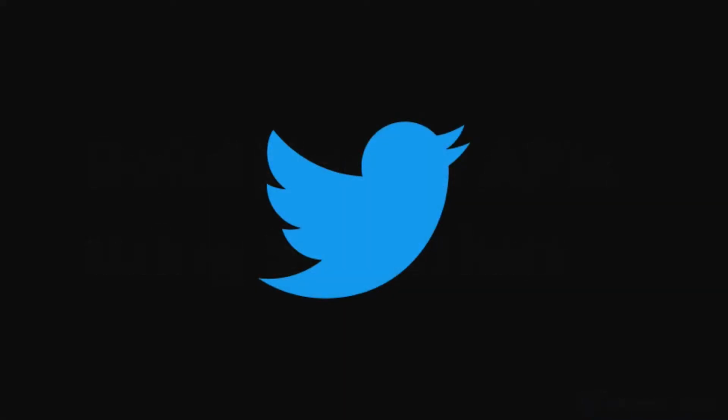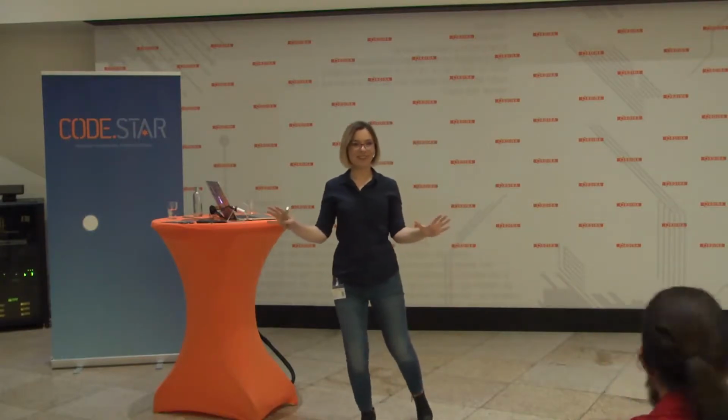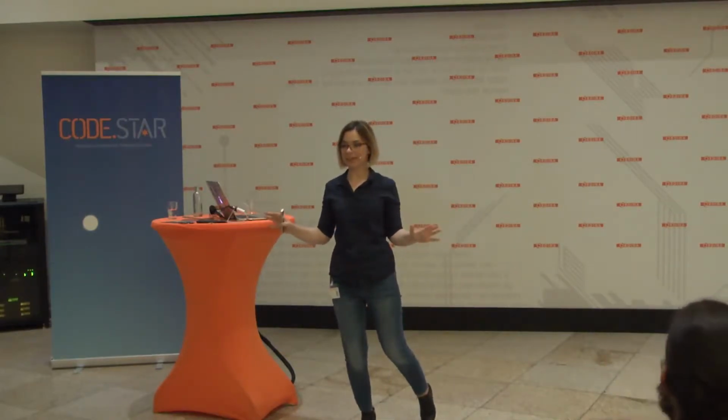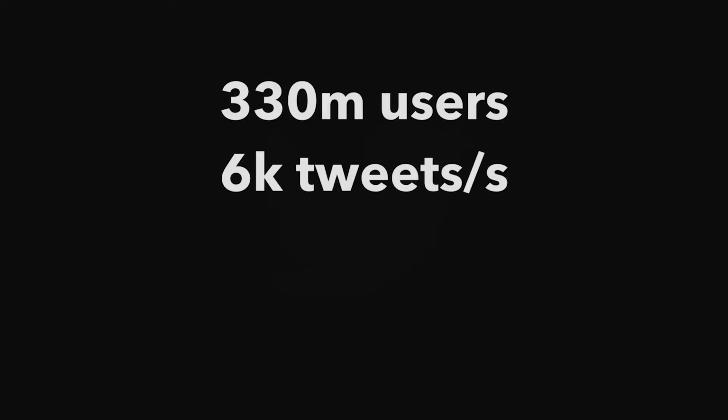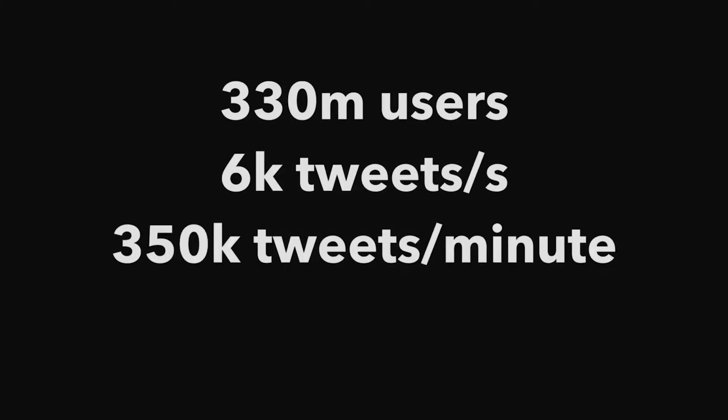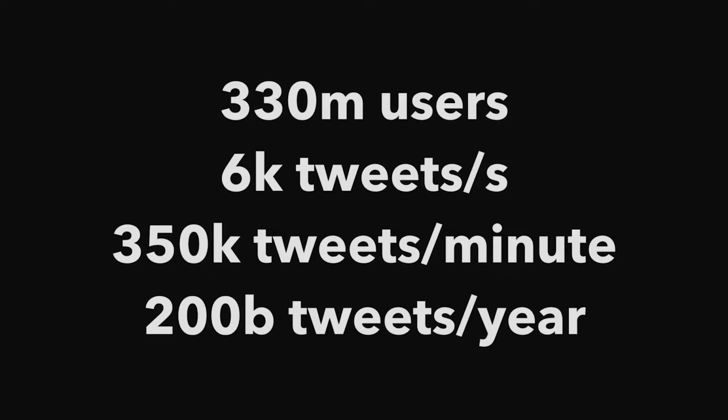But just to start with the story, I want you to think for a second about Twitter, and think about Twitter in terms of scale. So Twitter today has 330 million users. We create 6,000 tweets per second. And that adds to 350,000 tweets per minute, which is 200 billion tweets per year. That's a lot of tweets.